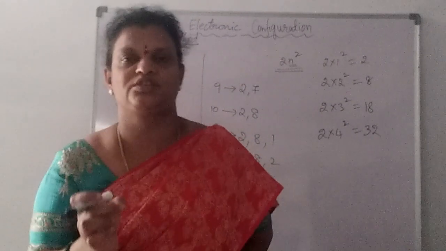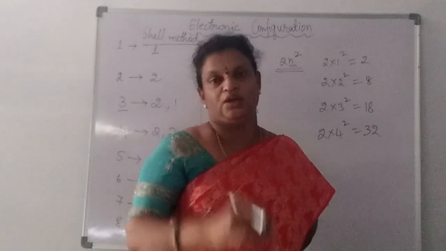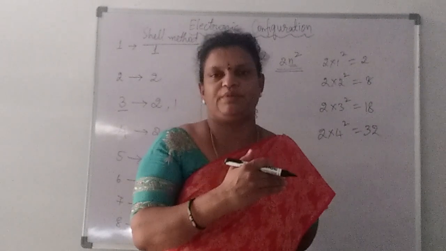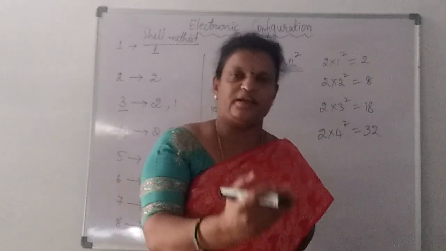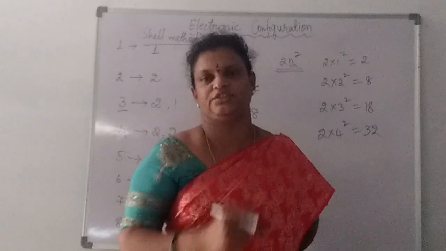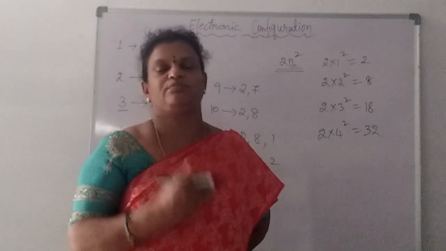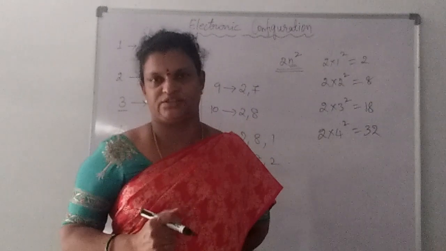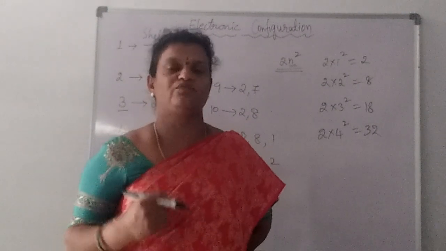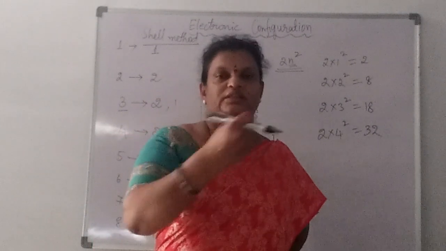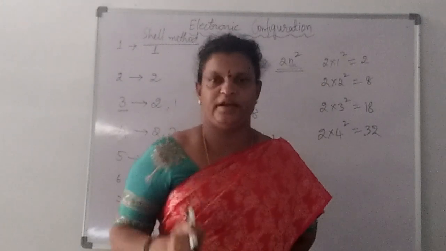Means if an electron wants to enter into the fifth shell, how many electrons should the fourth shell have? 8. After that only the ninth electron will enter into the fifth shell. If an electron wants to enter into the third shell, the second shell should be completely filled with 8 electrons. If an electron wants to enter into the fourth shell, the third shell should be filled with 8 electrons.